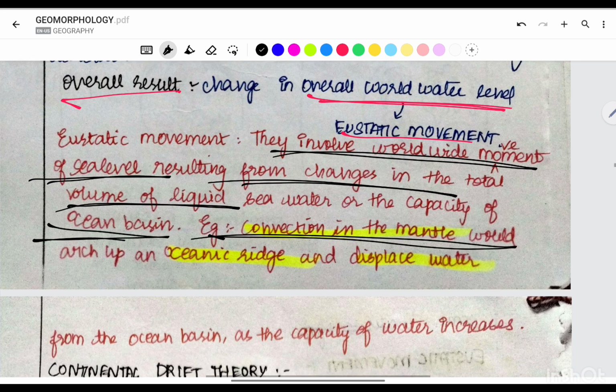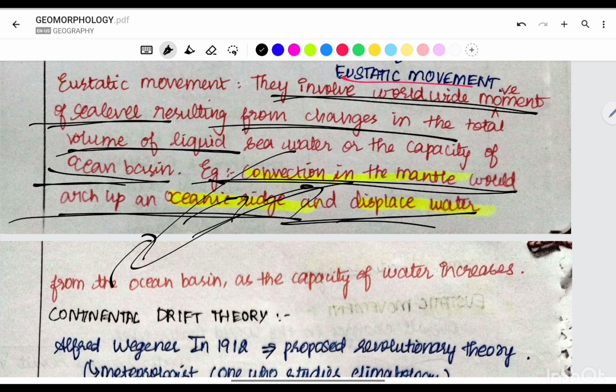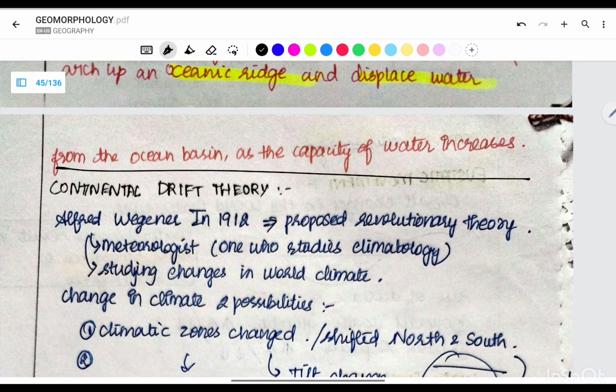Example, the convection in the mantle would arch up an oceanic ridge and displace the water from the oceanic basin, so the capacity of the water increases.